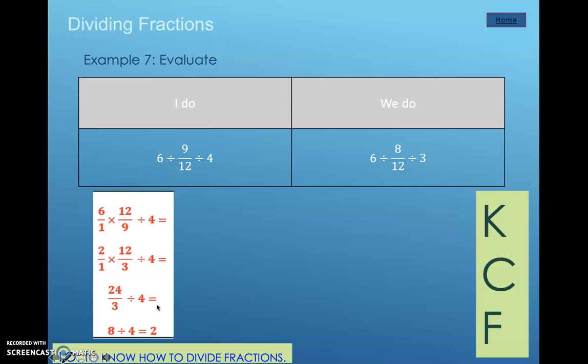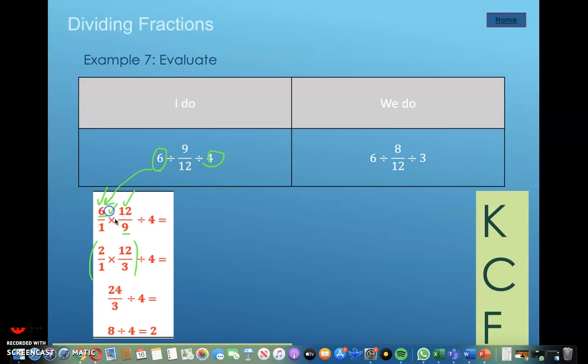So now, it's almost like there's more than one operation now. So our 6, turn that into 6 over 1. Our 4, we're going to leave as it is for the time being. So first of all, let's do 6 divided by 9 over 12. So we keep the first fraction, 6. We've changed our operation to a multiplies, and then we've flipped our fraction. So 9 over 12 has become 12 over 9.